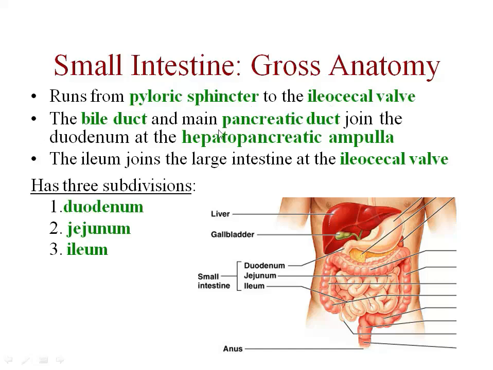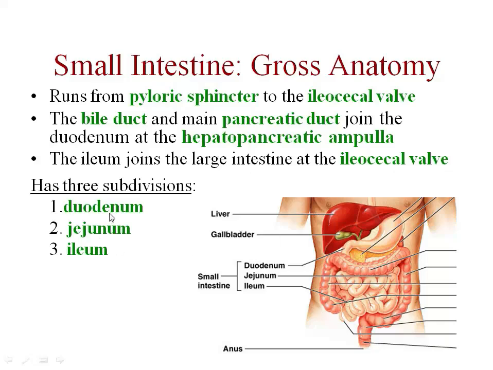The bile duct and main pancreatic duct join the duodenum at the hepatopancreatic ampulla. Here, at the curved portion, there is an opening where all these pancreatic secretions and bile secretions combine with the small intestine, where they pour their secretions into it. The ileum joins the large intestine at the ileocecal valve, which is present just above the appendix.